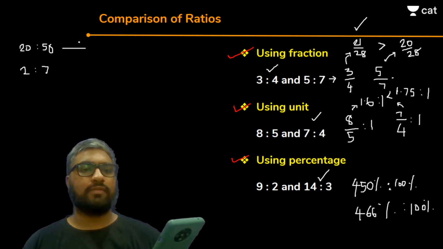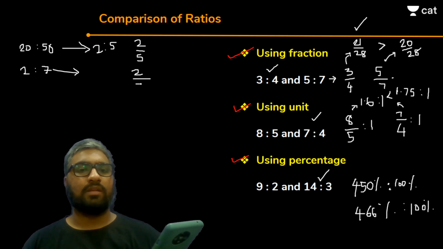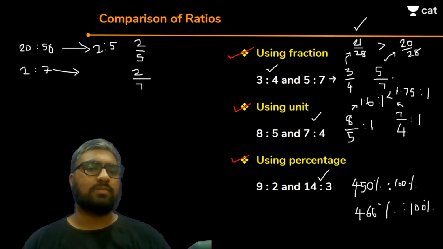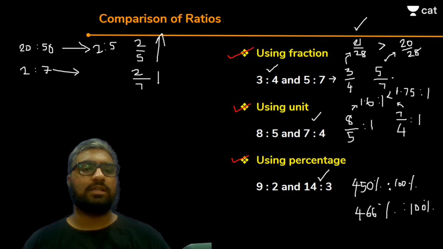Yes, 20 is to 50 is 2 is to 5. That is nothing but 2 by 5. This is 2 is to 7. That is nothing but 2 by 7. Which is greater? Whichever has the smaller denominator is greater. So this is greater, this is smaller.